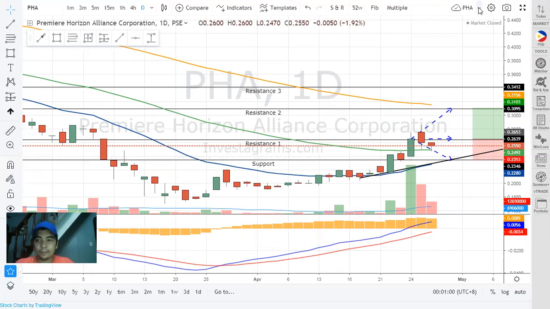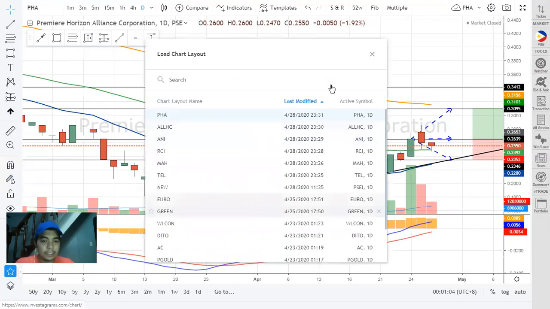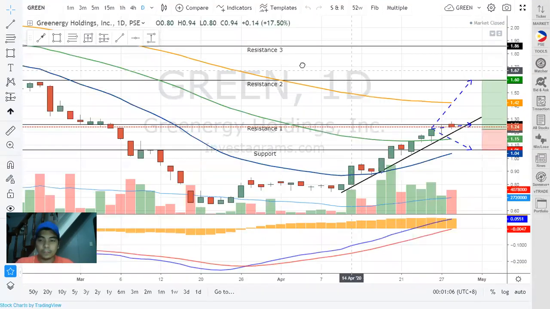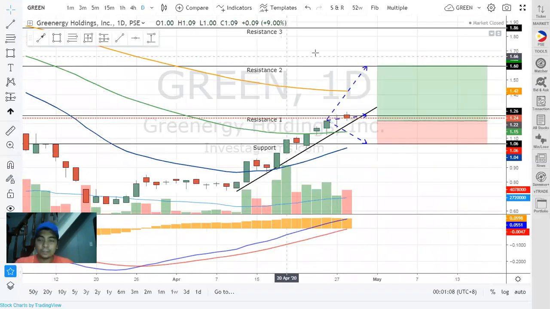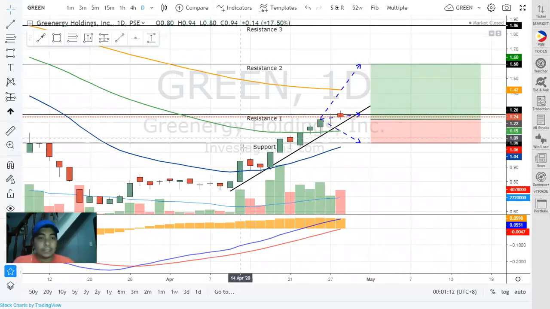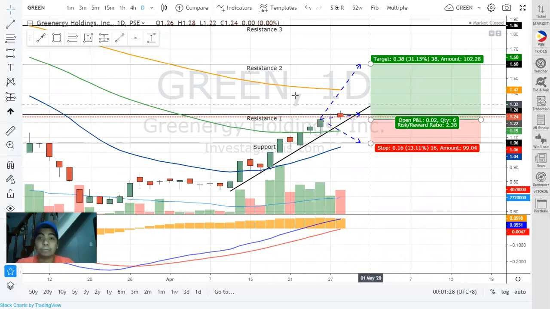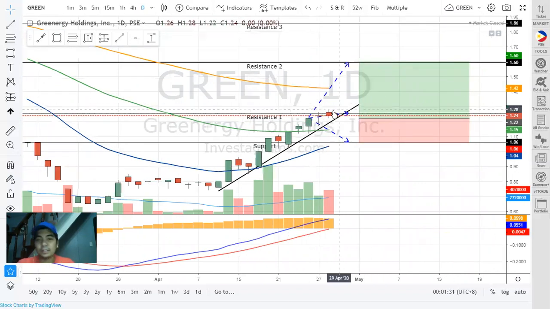Lastly, green. Green is still consolidating on a sideways movement, but if green follows this trend, we can see that it will be touching this line and still continue to move up. The volume is okay on the breakout, and the trend is still being followed. Resistance line right here, strong. Then possible retracement right here, at the support and resistance line up to this point.